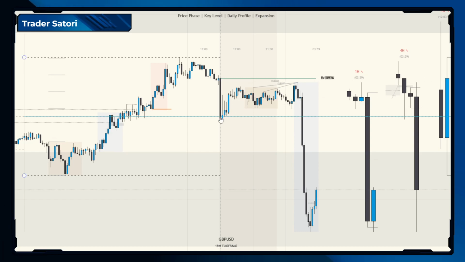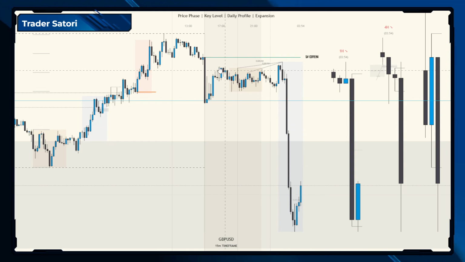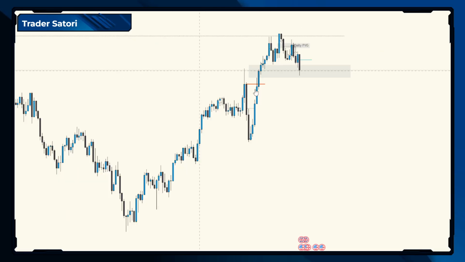When we opened, we just expanded lower, then throughout the night we just consolidated. We always want to trade a manipulation of a consolidation. So all you need to do is wait for the high of that to get broken and then look for an entry within that to confirm the move lower. Again, why was I thinking that?